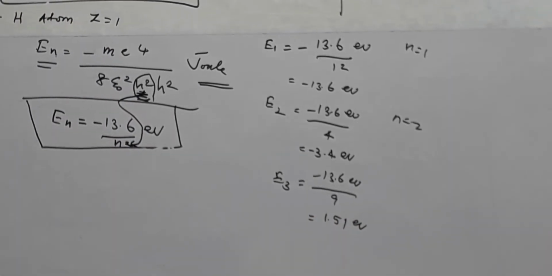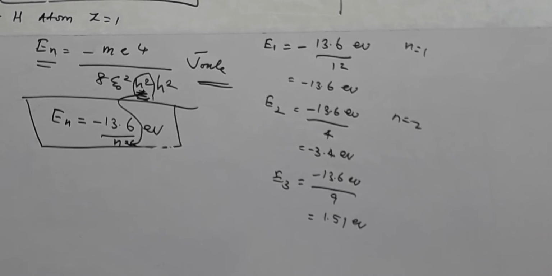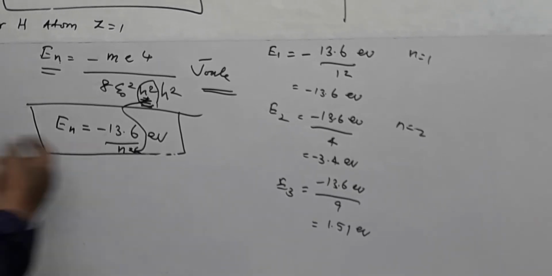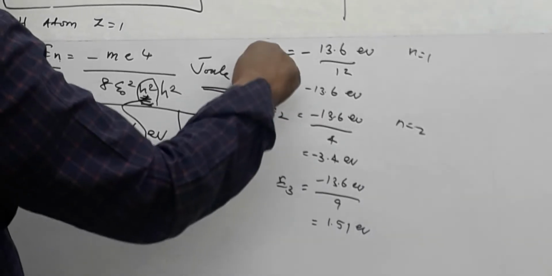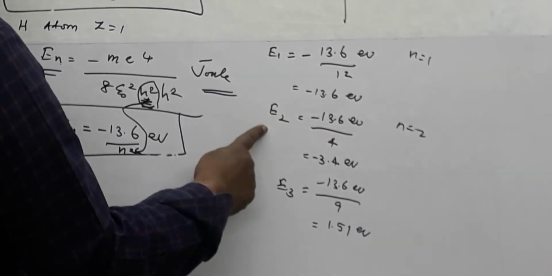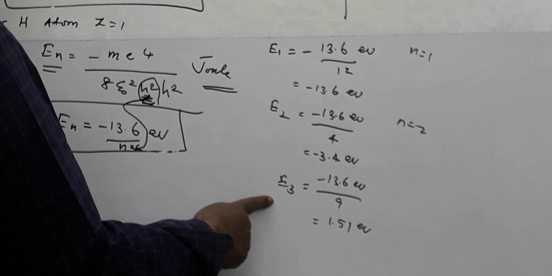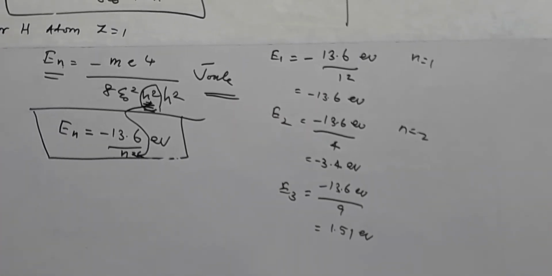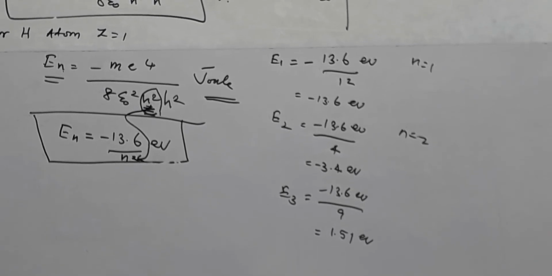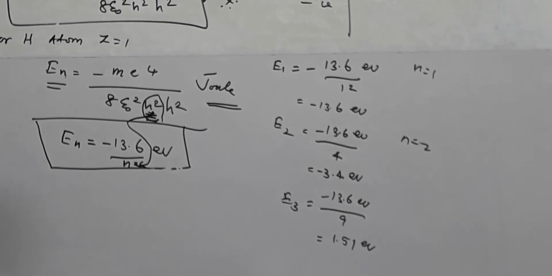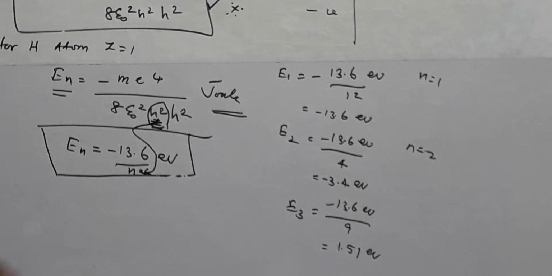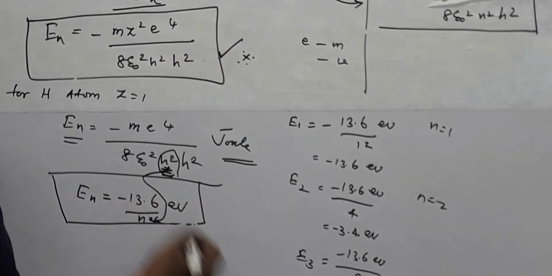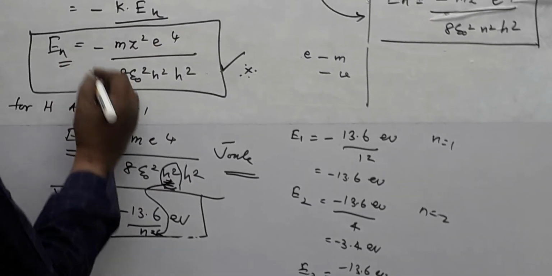1.51 electron volt. This is a method by which we can obtain the energy in the first orbit, energy in the second orbit, energy in the third orbit, or whatever you may calculate, energy in the fourth or fifth or sixth, whatever it may be. This is the fundamental equation to calculate the total energy of an electron while rotating in the nth orbit.